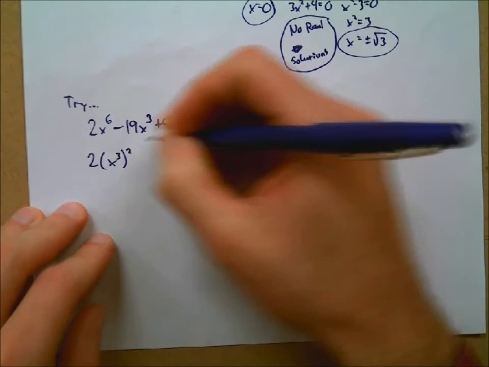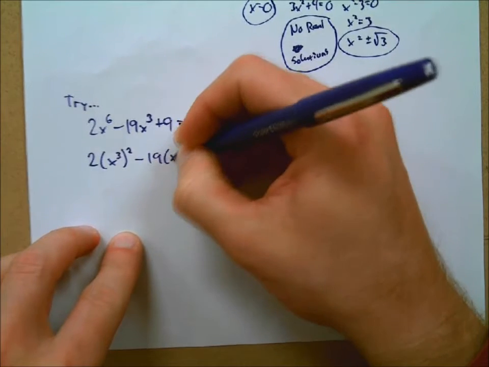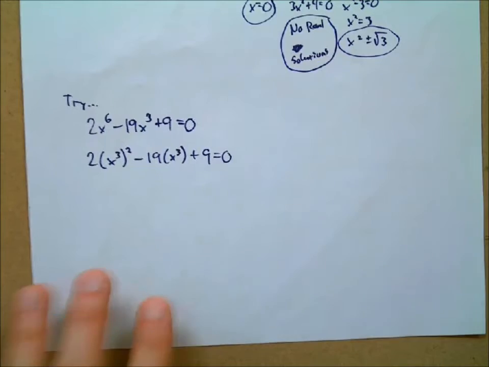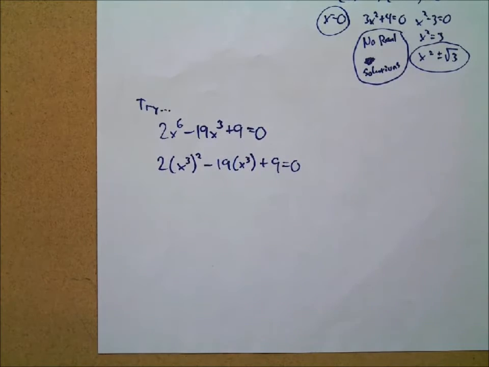x to the 6th is the same as x cubed squared. Here, I'll zoom in some, Jeff, so maybe you can see it easier. Does that help some? I was trying to figure out what the first term was. Ah, got you. x cubed squared. Yep, exactly. And so then minus 19, parentheses x cubed, plus 9 equals 0.